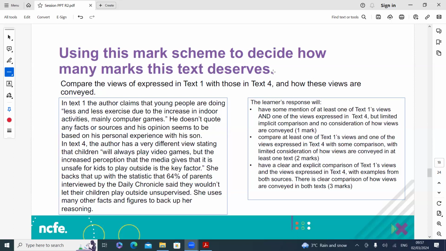Okay, so again, we need to look at the mark scheme, which is presented slightly differently, but we're going to do the same activity. So for 1 mark, the learner's response will have some mention of at least one of text 1's views and one of the views expressed in text 4. So have we got the views of text 1 and text 4 mentioned?